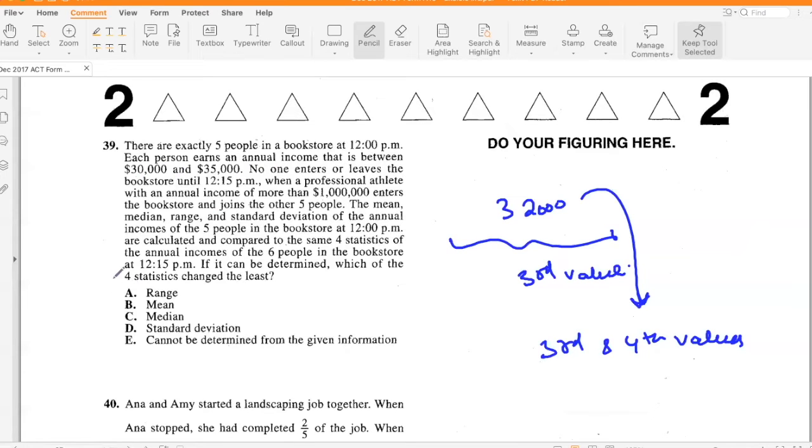But the range will change dramatically, right? Because the range will go from some 2,000 or 3,000 to something very close to $1 million. The mean will change because the sum has changed dramatically. And the standard deviation will also change because the deviation from the mean would change, because one number is increased a lot. So the median would change the least.